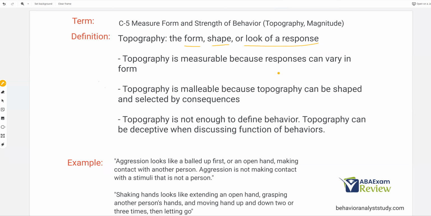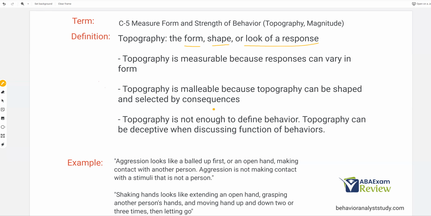Many responses that serve the same function look nothing alike, which is where topography can help because we can describe all these different responses and how they look as maybe one response class, right? Topography is malleable, meaning we can shape it. We can shape topography and it's selected by consequences.